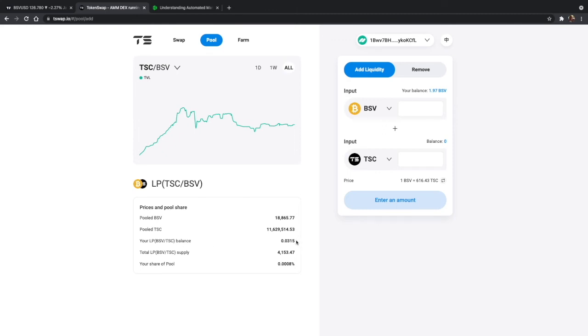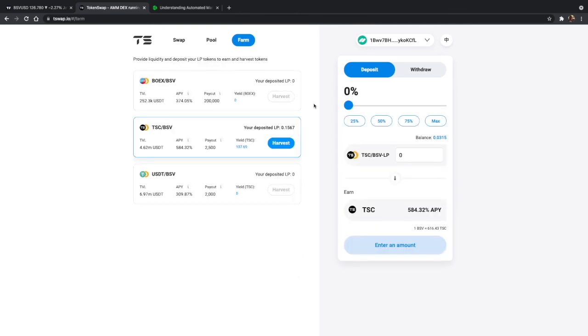I'm having this pulled right now because you make, I believe, a certain percent over the trades. So I have some in the liquidity pool, some in the farming, and that's that. My balance in the farm right now is 0.1567. Okay? This number stays the same, but it changes if this number changes. Okay, and here's what I mean.